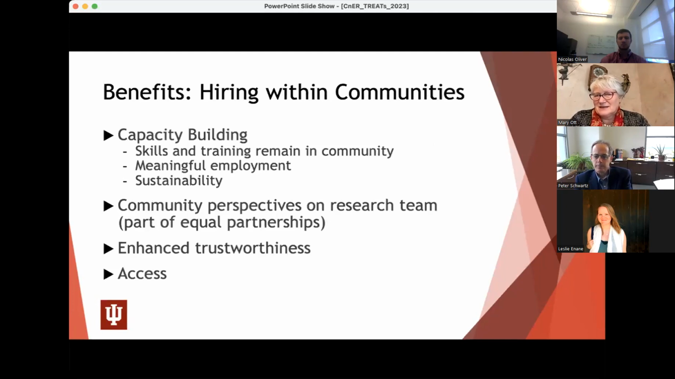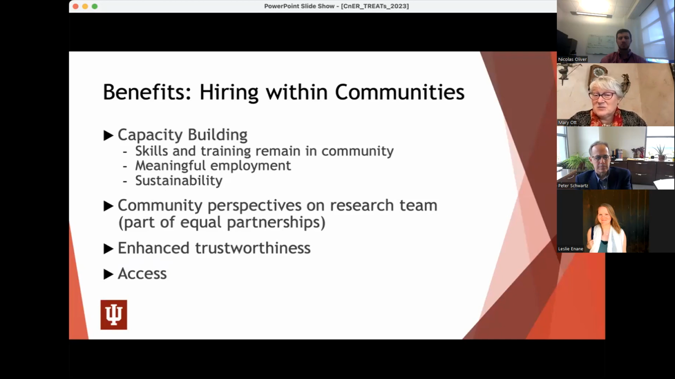This is a capacity building thing, the same way I apportion some of my research funds to have people within the community agency take on these roles, learn the roles and develop skills in them. So by hiring within a community, you provide skills and training that stay in the community. You provide meaningful employment frequently in communities where there aren't a lot of employment opportunities. And then there's sustainability to the intervention. If the facilitators are trained from within the community, you build this capacity for education within the community.